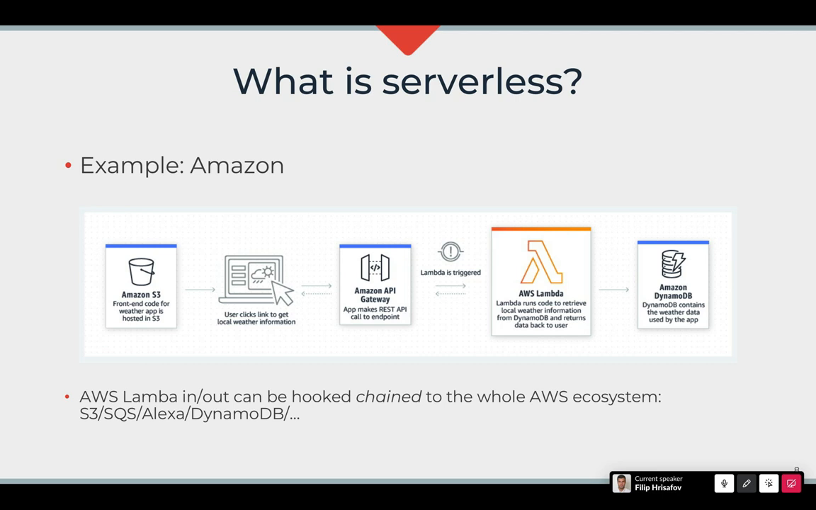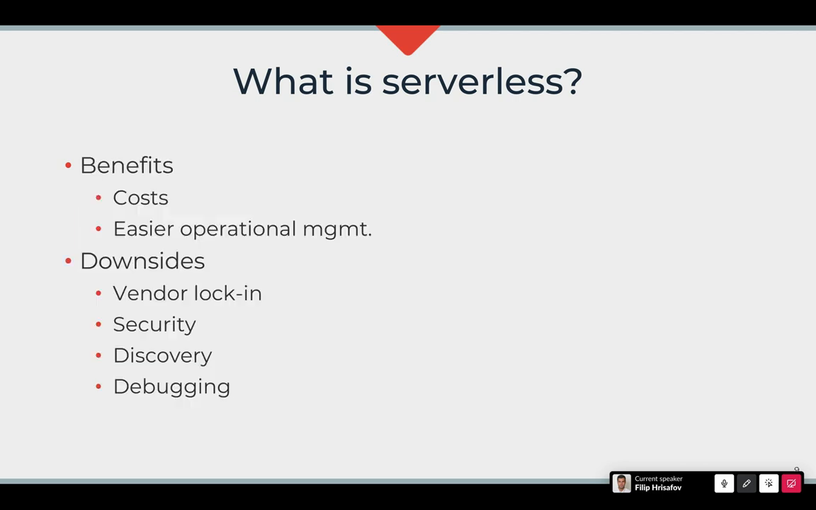Now, Amazon is not the only one. Google, as I said, also has offerings here. Microsoft and the Azure platform also have offerings here. There are plenty of others out there. Now, the benefits are, of course, easy to see. In the end, it's about costs. It's about not paying for server time when you're not needing it. It also is about simplifying operational management. You don't need to care anymore about running your software on a particular server, and you don't need to manage that server anymore. That's all done by the cloud vendor.